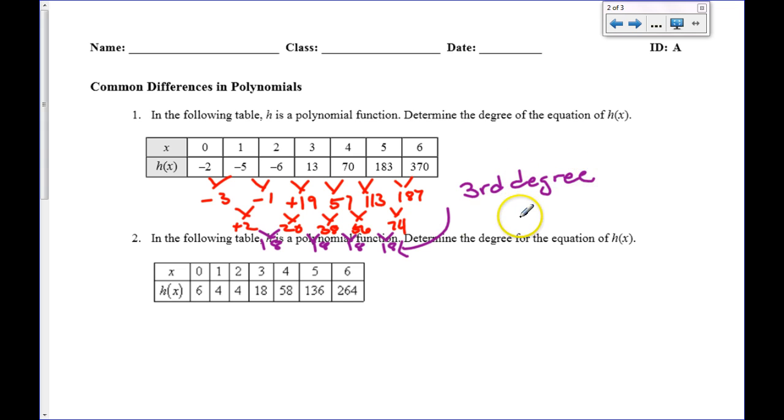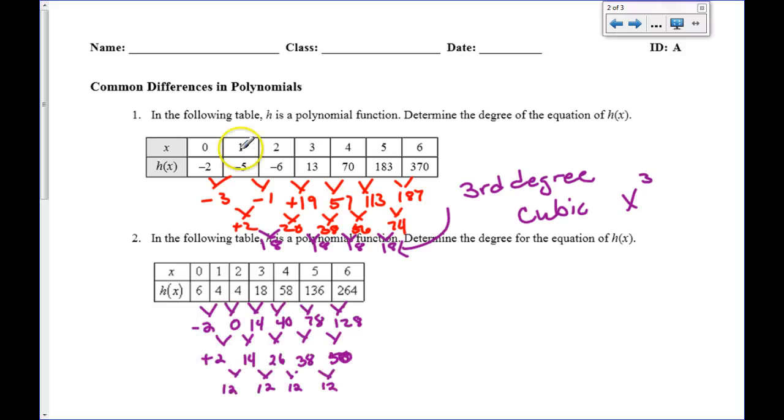And that also means that in this case we have a cubic polynomial, which means it's got to be x to the third. On this next problem you can see that we don't get to a common difference until the third level, and that means we have a third degree cubic once again.